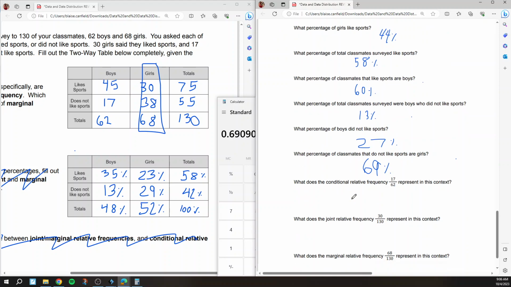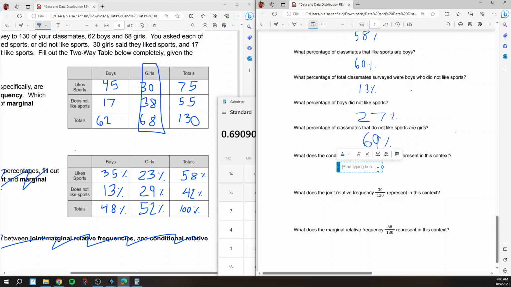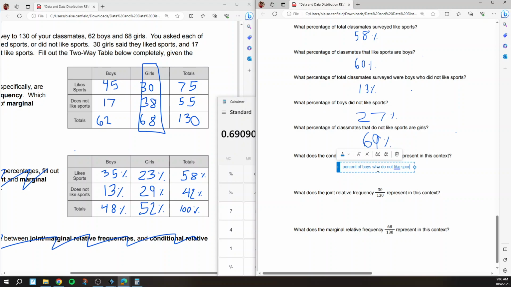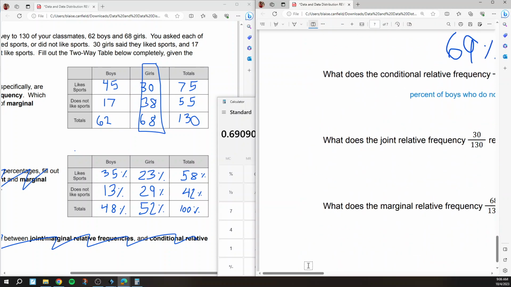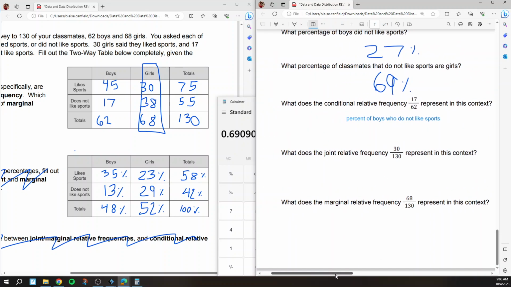All right. What does the conditional relative frequency 17 over 62 represent in this context? Fancy way to say 17 out of 62. What's that saying? Well, that's 17 do not like sports out of 62 boys. So that would be the percentage of boys who do not like sports. All right, next one.